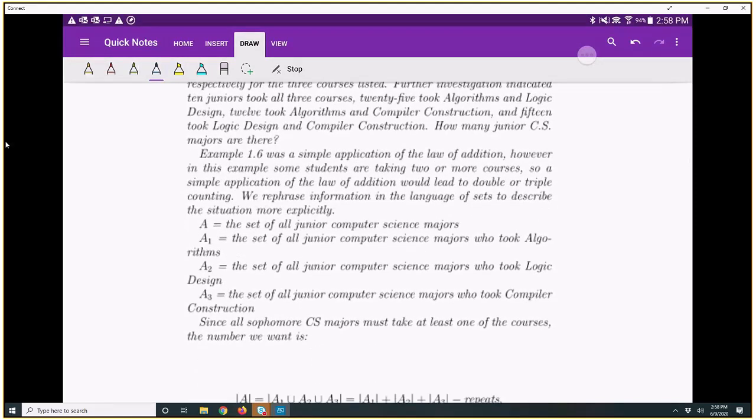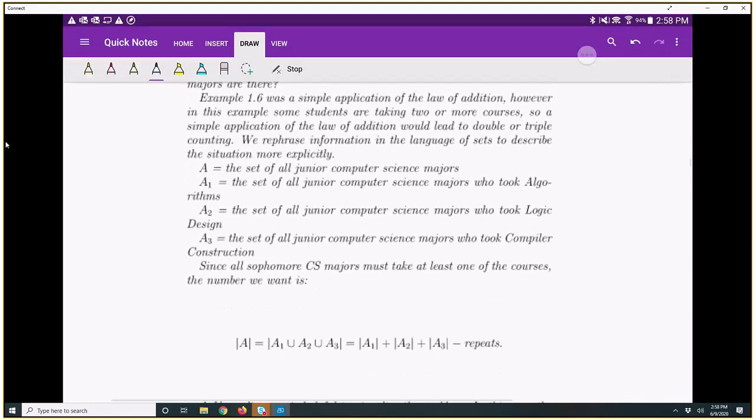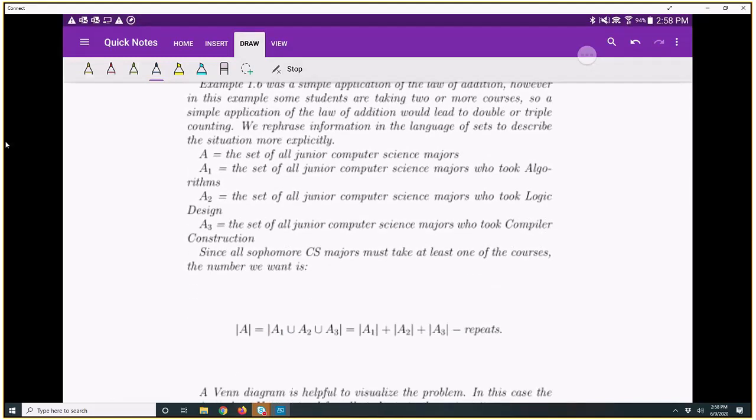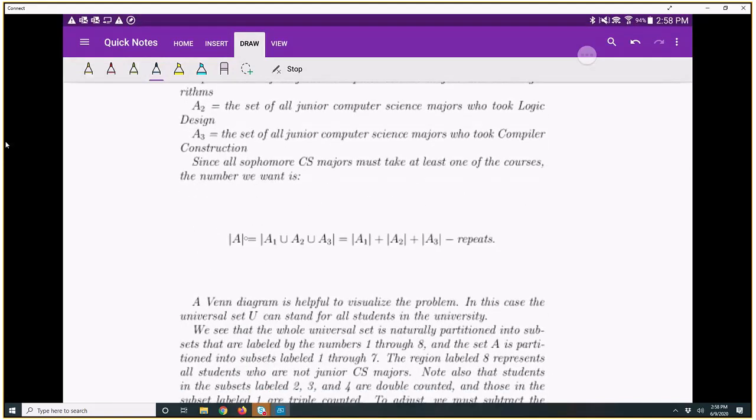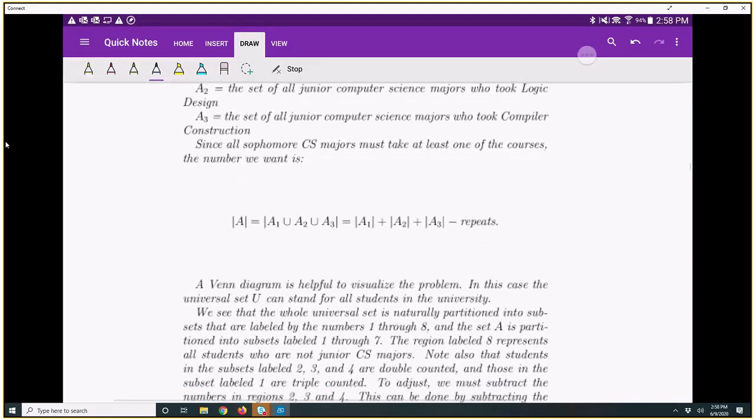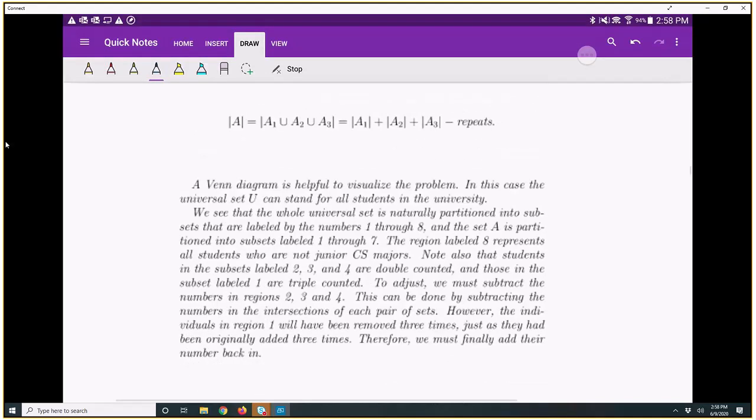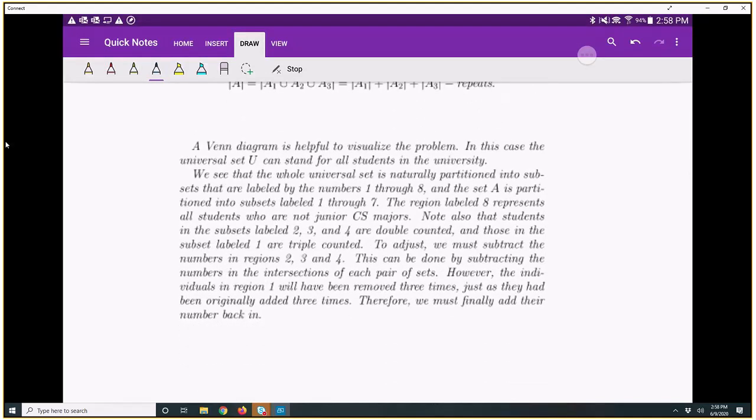So we can break these into sets. Let A be, first, all the computer science majors. Then the subsets will be the set of all juniors who took algorithms, the set of all juniors who took logic design, and the set of all juniors who took compiler construction. So we know that the cardinality of A, we want to add up the cardinalities of these subsets, but then we need to subtract the number of students who are enrolled in 2 or 3 courses because they get counted more than once. So a Venn diagram can be a helpful way to visualize this problem.